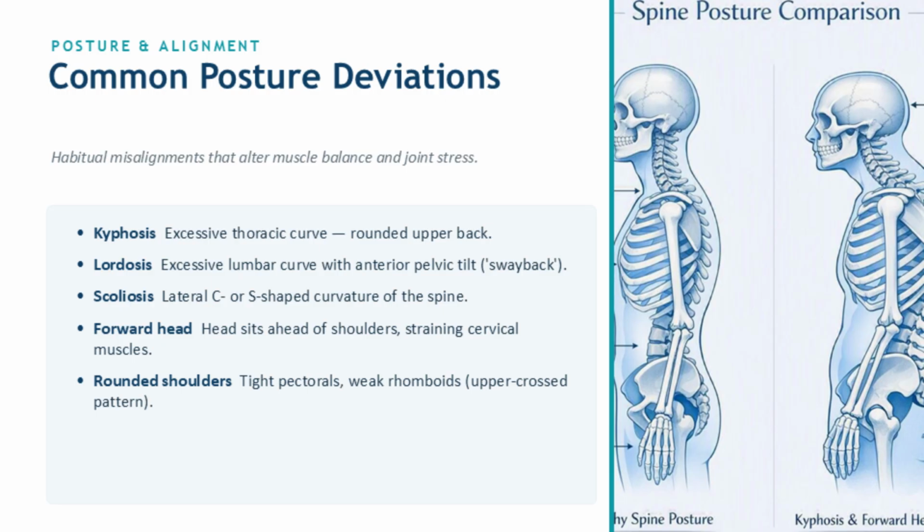Common posture deviations. Posture provides valuable information about how the body is functioning. When posture becomes altered over time, certain muscles may become shortened and tight, while others become weak and lengthened. These imbalances can affect movement efficiency and contribute to pain and dysfunction. Common postural deviations include excessive thoracic curvature, excessive lumbar curvature, lateral spinal curvatures, forward head posture, and rounded shoulders.